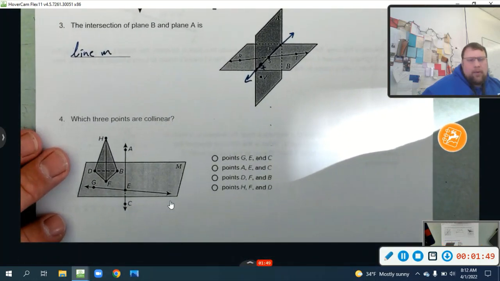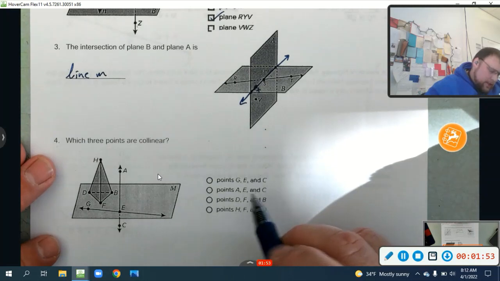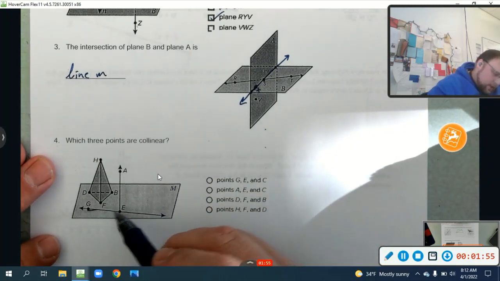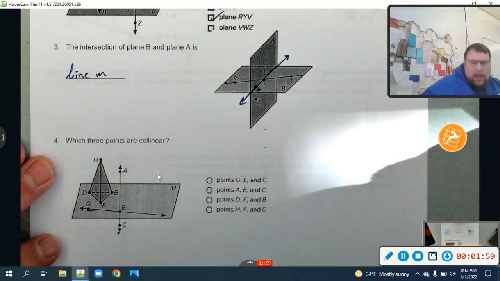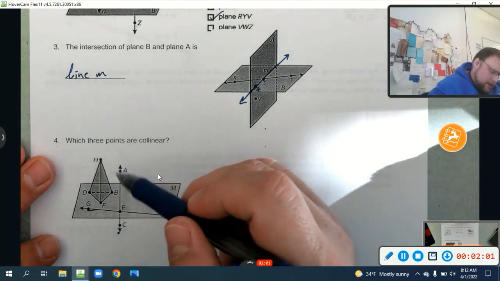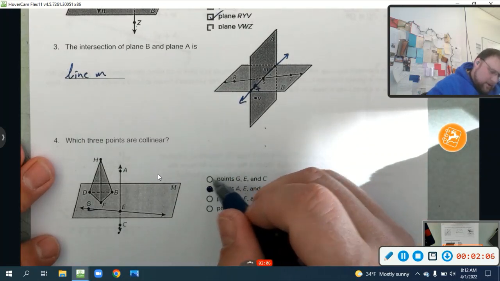All right, which 3 points are collinear? Well, let's see. GEC. Well, those are not collinear. They're not even on the same plane. How about AEC? AEC. Those are collinear. I'm going to cross the first one out.